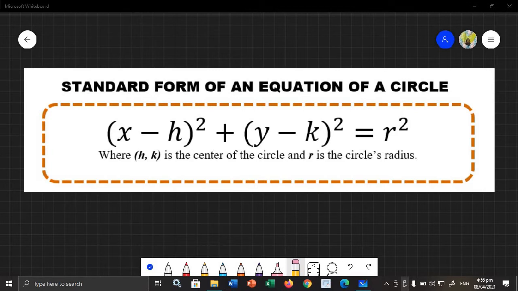In this lesson, we will be discussing how to write the equation of a circle given the circle center and radius, and vice versa. We will also be finding or determining the circle center and its radius given the equation.